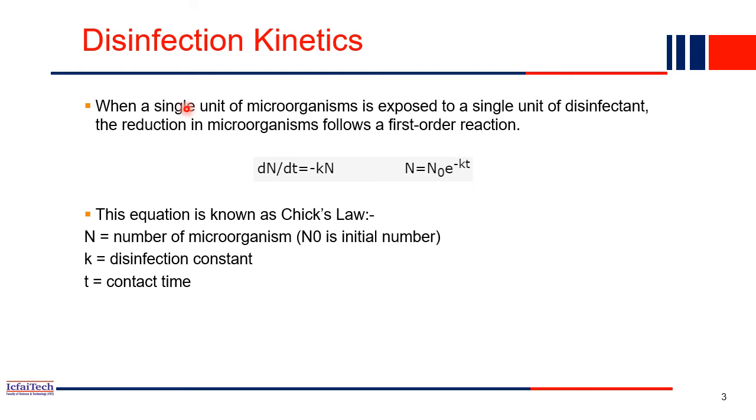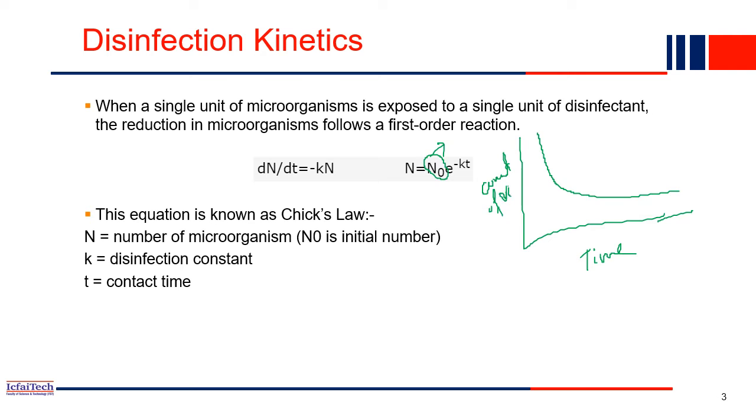Now, disinfection kinetics. How does disinfection actually happen in the water? When a single unit of microorganisms is exposed to a single unit of the disinfectant, the reduction in microorganisms follows a first order reaction. Initially you have N naught, that is the initial quantity of bacteria present in the water. This is the type of curve it will follow. In this curve, this axis is time, and this is the concentration of bacteria, virus or microorganism.